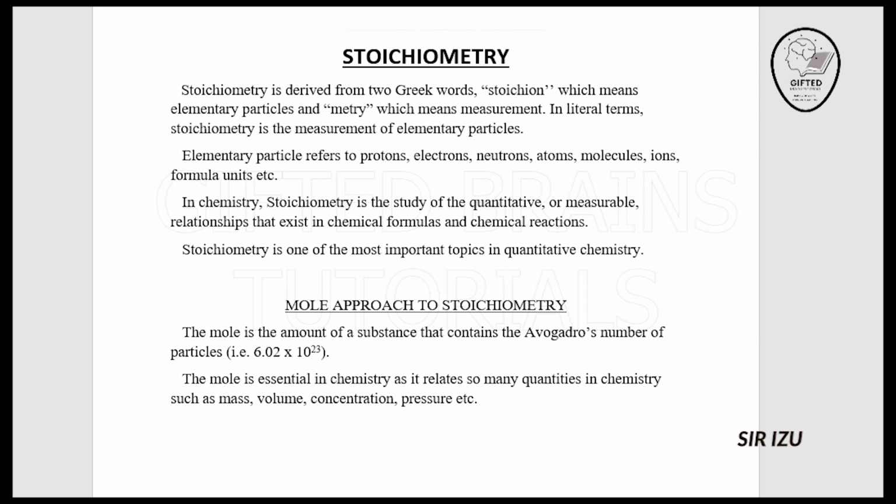Why are we taking this approach? Because the mole is essential. It relates several quantities in chemistry. For instance, there's a relationship between mass and its molar mass expressed in mole. And then mole also relates volume and concentration. It relates volume, pressure, temperature, etc. So that is why the mole approach is one good way of studying stoichiometry.